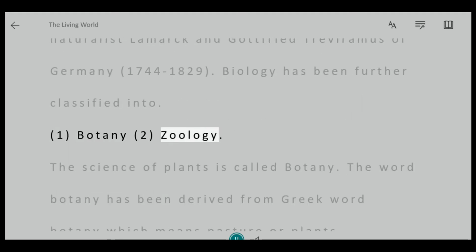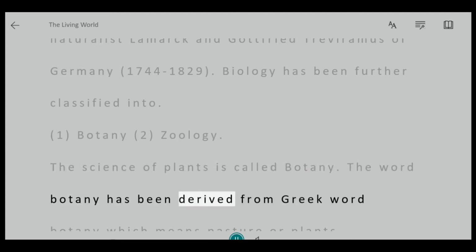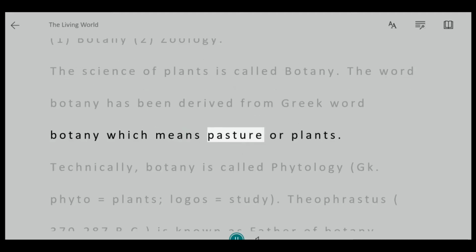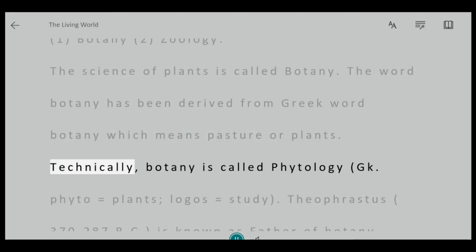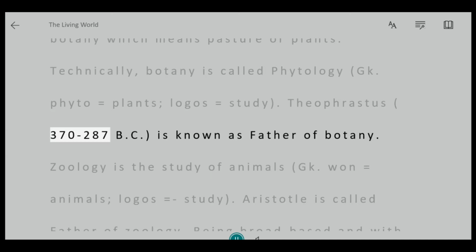Botany, 2. Zoology. The science of plants is called botany. The word botany has been derived from Greek word botane, which means pasture or plants. Technically, botany is called phytology, Greek phyto equals plants, logos equals study. Theophrastus, 370 to 287 BC, is known as father of botany.